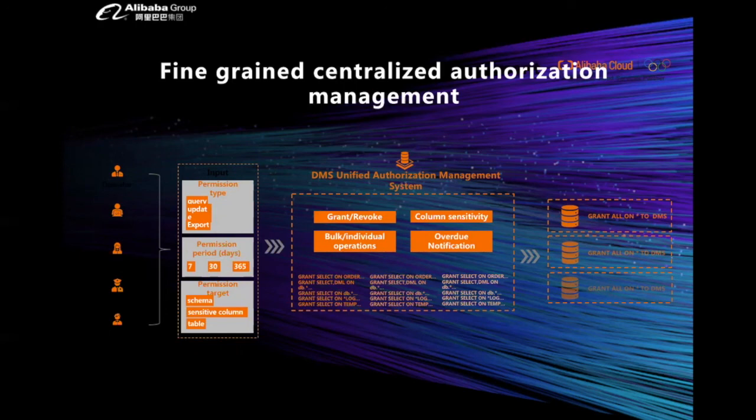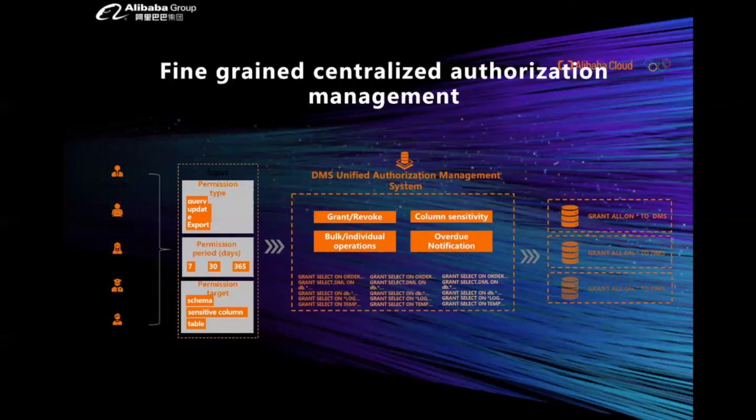Is that permission policy to be defined at the schema level, at the table level, or even at the column level, right? So by combining the user roles, the permission type, permission period, and permission target together, you can create a very, very fine-grained authorization policy. And you can go to a centralized place to manage, to maintain all those authorization policies over time.